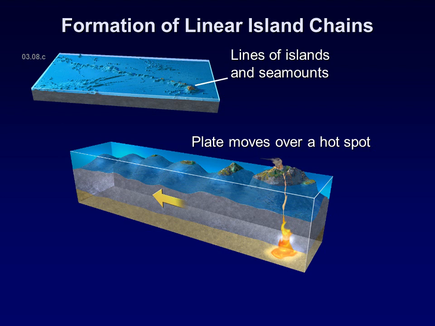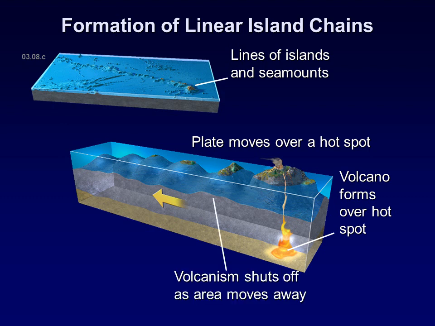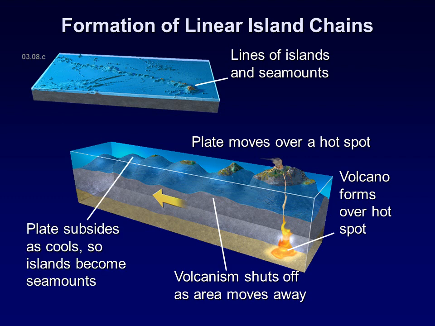Okay, when that happens, the magma chamber stays in the same place. The hot spot does not move, but the plates are constantly moving. So the plate moves over that hot spot. So we have the volcano forming over the hot spot, and the volcano doesn't move anywhere, but the plate moves. And so volcanism shuts off as the plate moves further away from the hot spot, and eventually, as those rocks are cooling and condensing, the plate subsides as it cools, and so islands become seamounts.